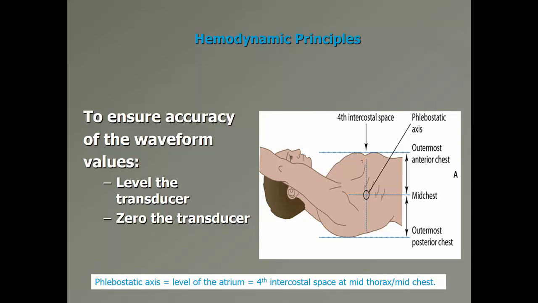Now, the next thing that has to be done, and again, this should be done at the start of every shift, is zero the transducer. And this is a physics thing. This is basically telling the monitor what is atmosphere, what's air outside, as opposed to what's happening inside the patient. Again, it's very difficult to understand this concept until you see it done in practice. So find a patient with an arterial line or some kind of invasive line and watch the nurse level the transducer and zero the transducer.